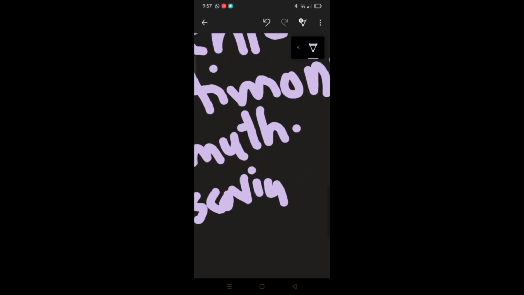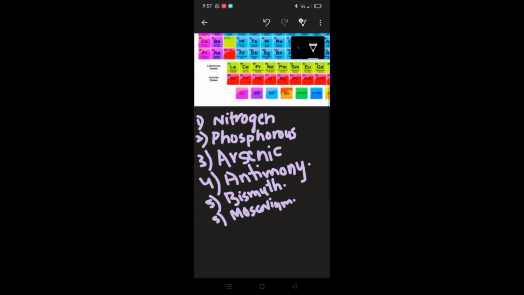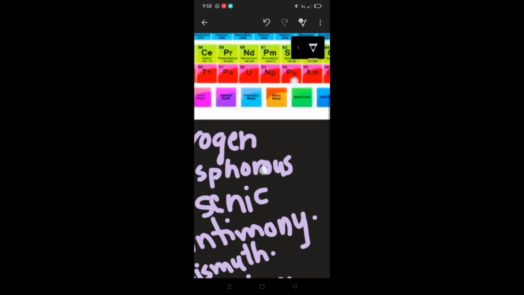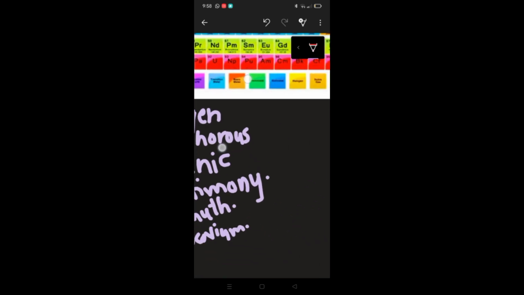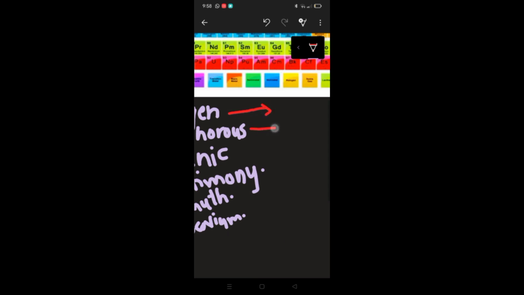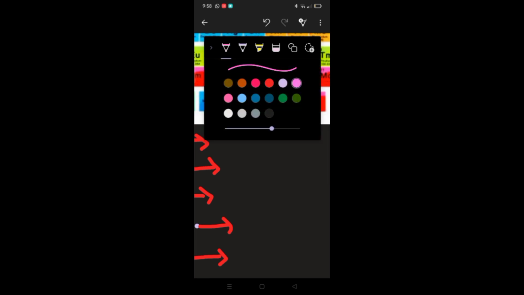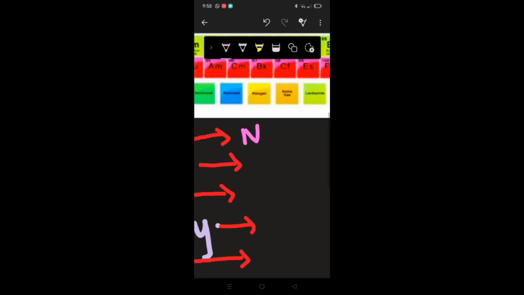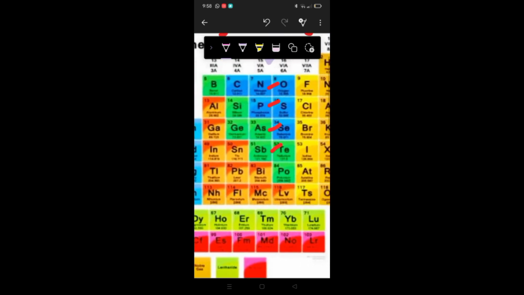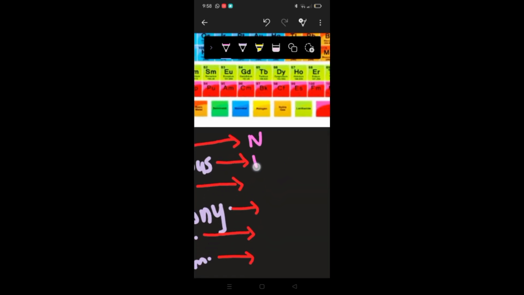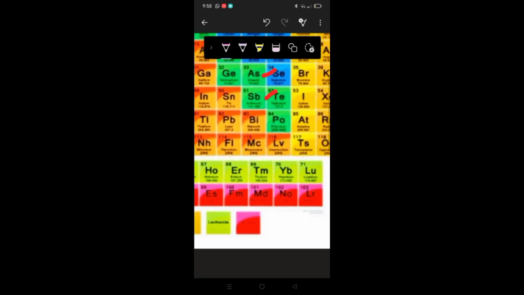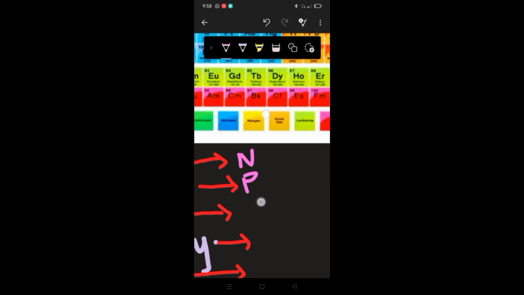Now let's see how they are represented, with what symbols. Nitrogen is represented with N. Let me make the arrows here. Now I am going to write their symbols. The nitrogen symbol is N. Then phosphorus symbol we have P. Then we have arsenic and its symbol is As.